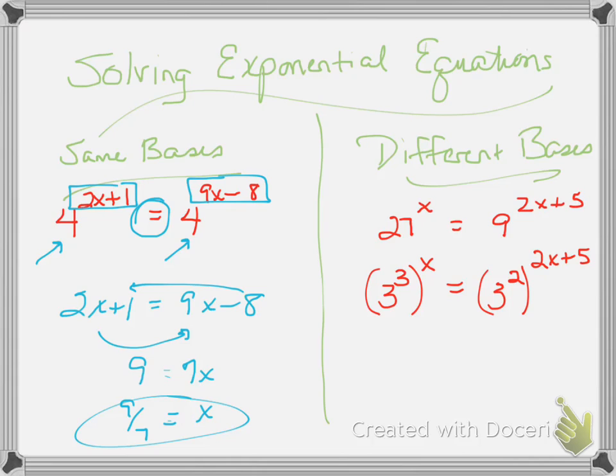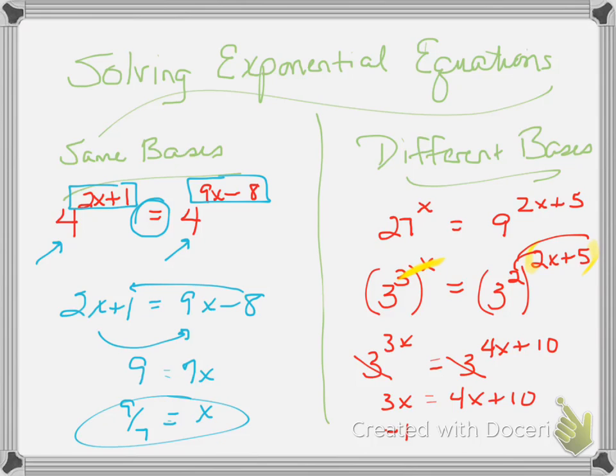There is an important rule that we need to understand here, and that is that in cases like this, the exponents get multiplied. So we have 3 to the 3x equals 3 to the 4x plus 10. You had to distribute that there. Again, now the bases are the same. 3x equals 4x plus 10. Move the x's to one side. So x equals negative 10.